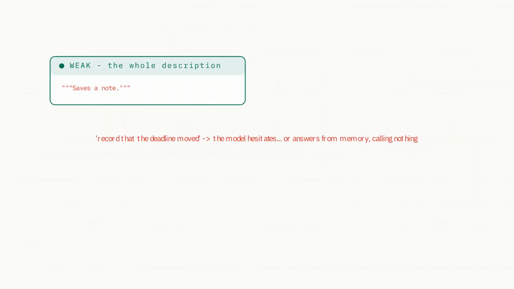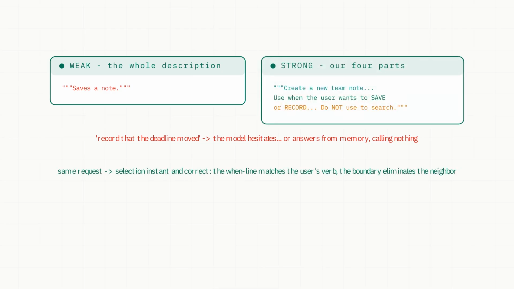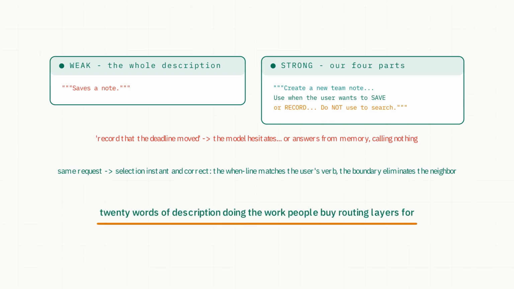Weak version: saves a note, that's the entire description. Ask the model to record that the deadline moved and it hesitates between your two tools, or worse, answers from memory without calling anything. Strong version: the 4-part docstring we wrote. Same request and selection is instant and correct, because the when to use line matches the user's verb, save, record, and the boundary line eliminates the neighbor. Nothing else changed. No model upgrade, no examples, no framework. 20 words of description doing the work people buy routing layers for. That's Law 3, demonstrated in your own file.